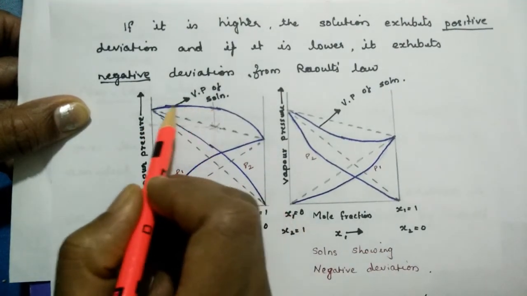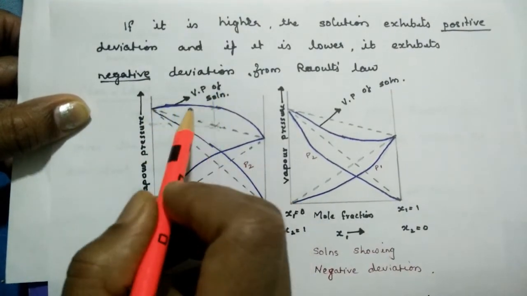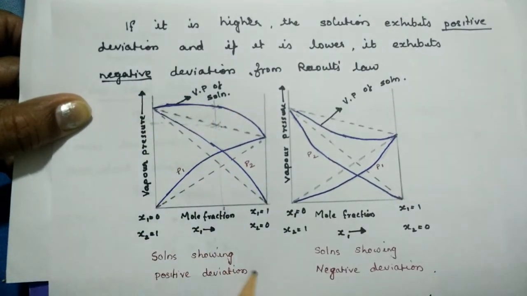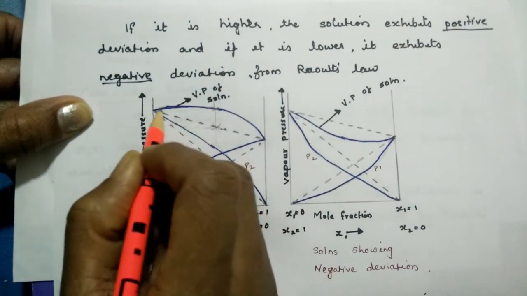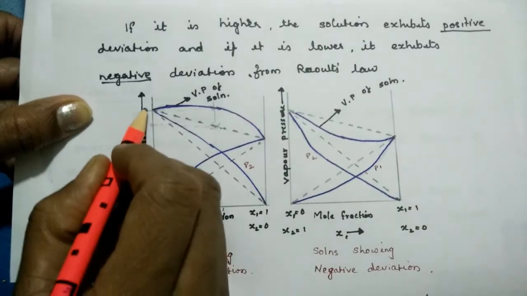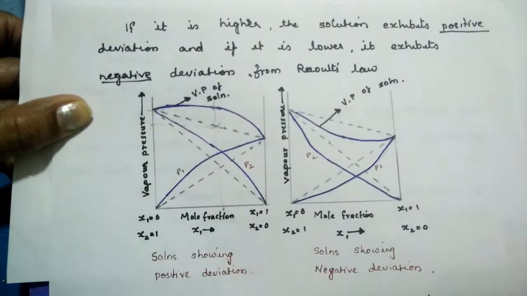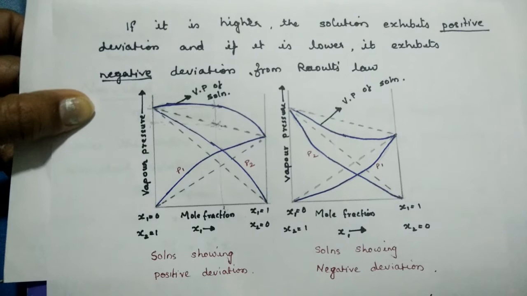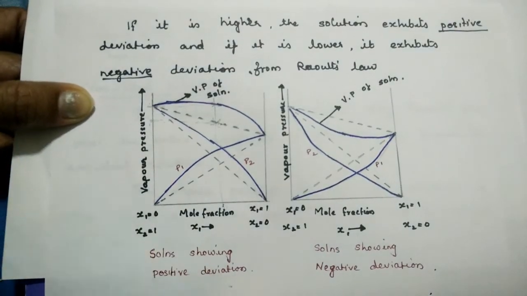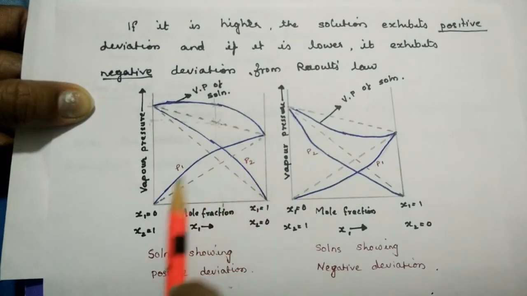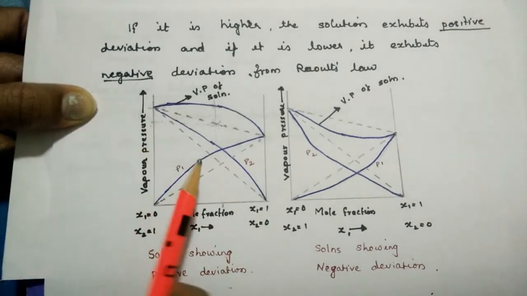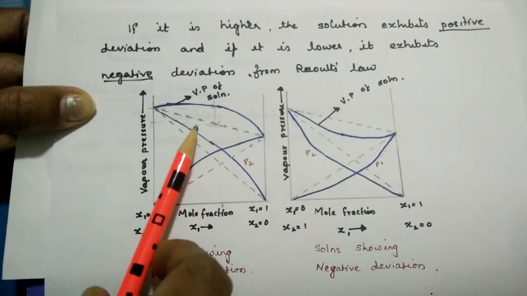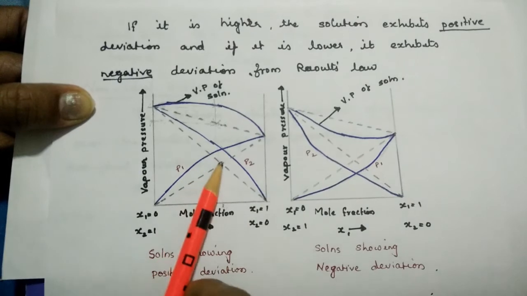But for the solution exhibiting positive deviation, the value of vapor pressure is here. So a higher vapor pressure is there, so we can say that positive deviation is taking place here. For the other graphs also, P1 and P2 have higher vapor pressure than expected.